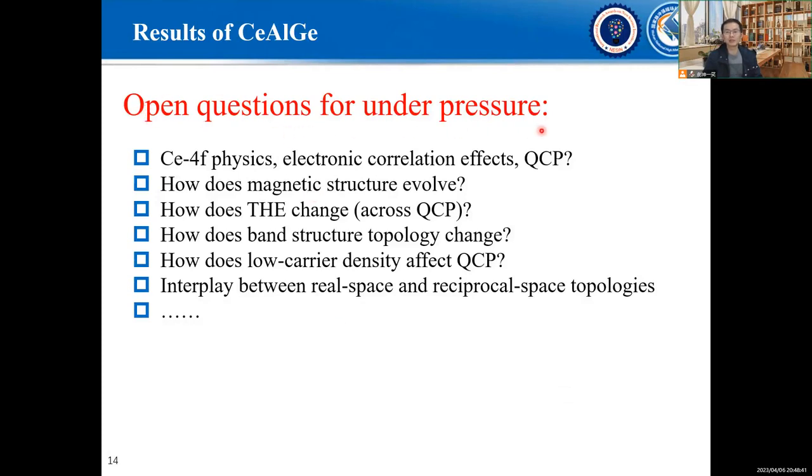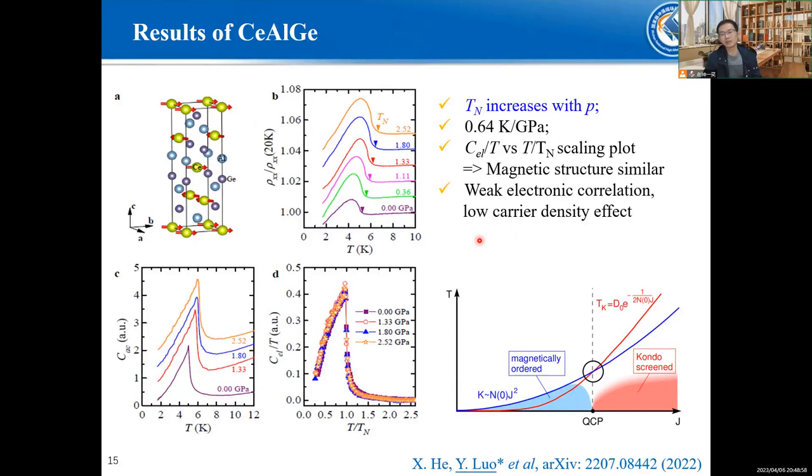in are open questions like this. For example, we want to know how the 4f electron physics will evolve with pressure. Especially, we want to know how the magnetic structure and also the topological Hall effect will change across the quantum critical point. So to understand this, we performed experiments. The first thing we did is to measure the resistivity and the AC calorimetry under pressure. And we expect that the Néel temperature will be suppressed by pressure, and this will probably lead to some quantum critical point.